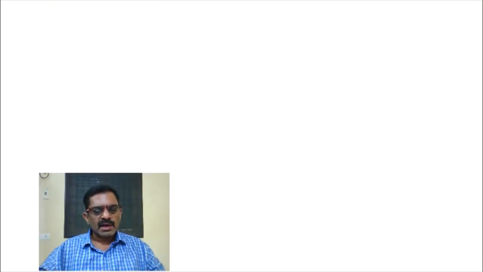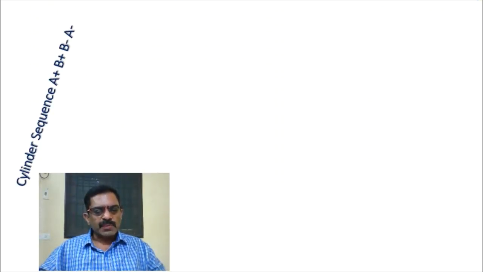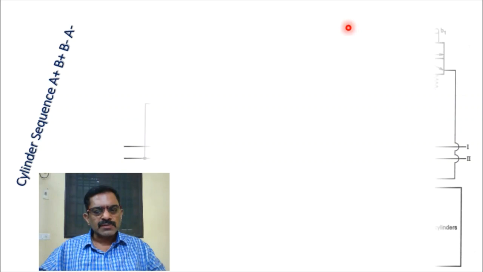So this is a sequence: A plus, B plus, B minus, A minus. So this is your sequence. This is your A cylinder and this is your B cylinder, and based on the number of cylinders, you are going to have the limit switches.